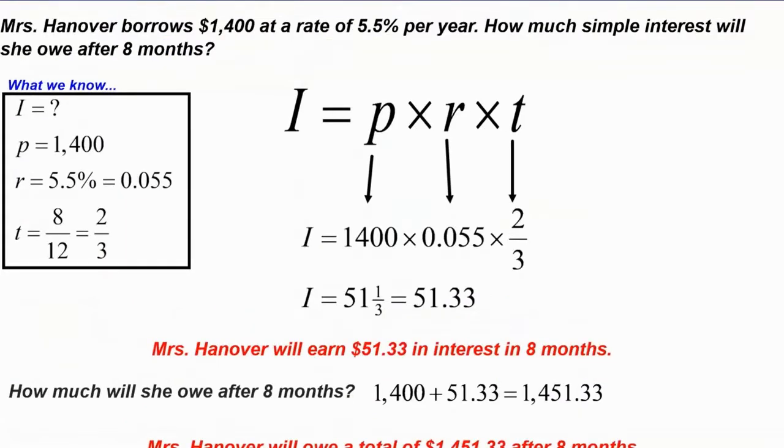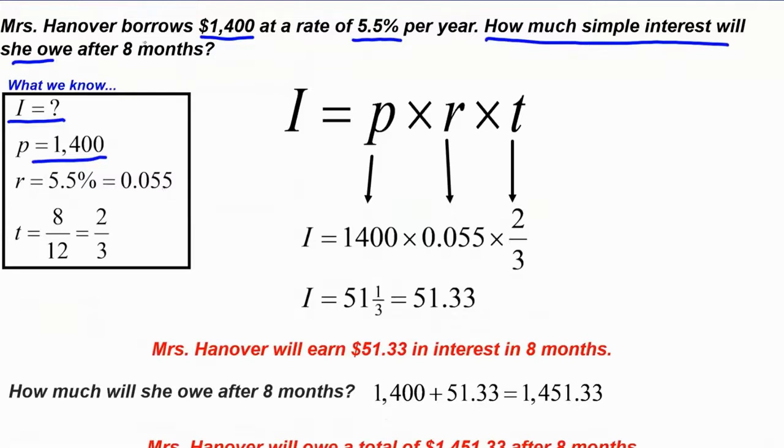Mrs. Hanover borrows $1,400 at a rate of 5.5% per year. How much simple interest will she owe after 8 months? So again, what do we know? It's asking how much simple interest will she owe. So I don't know the interest again. She borrowed $1,400. That's the original amount of money she borrowed. That's the principal. It's a 5.5% annual interest rate. So that's 5.5% or 0.055.